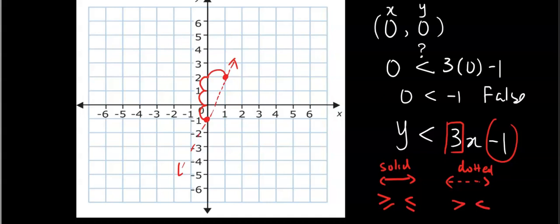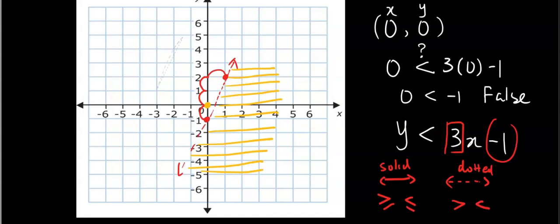It is false, which means when you pick this testing point, it gives us a false statement. Therefore, do not shade the part where this testing point stays. Instead, we're going to shade the opposite side. You see, this is exactly like what we discussed earlier. You can put your left hand above the line and right hand below the line. And if it's less than, you're going to shade below. If it's greater than, shade above.